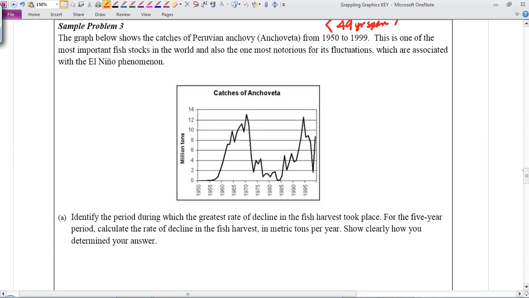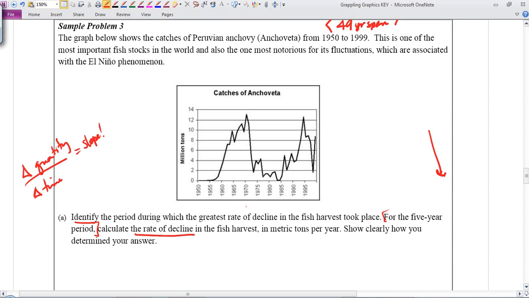So we are asked to identify the period in which the greatest rate of decline in the fish harvest took place. Well, that means just a big old drop. So headed downward. For the 5-year period, give me a hint. For the 5-year period, calculate the rate of decline. Well, remember what rate is. Rate is any change in any quantity over a change in time. In other words, it's the slope when time is on the x-axis.